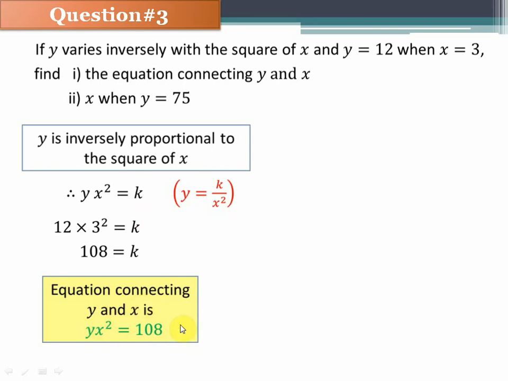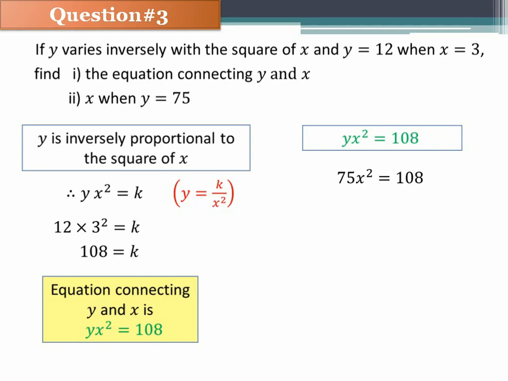You can say this is the simplest form. Either you use this one or that one, it is up to you. We just need the correct answer. Mathematics needs the correct answer only. So we use y x squared is equal to 108.